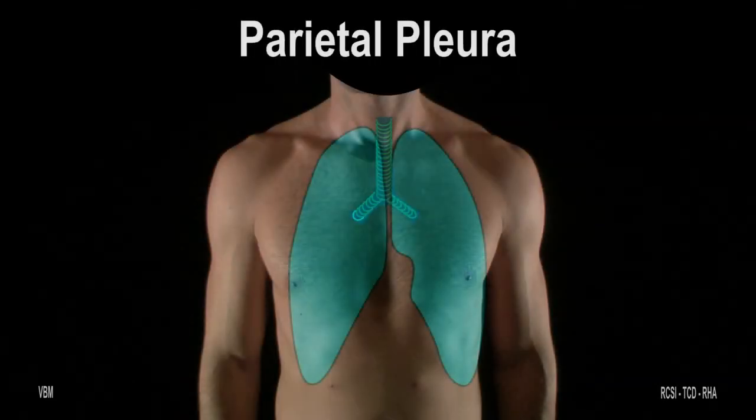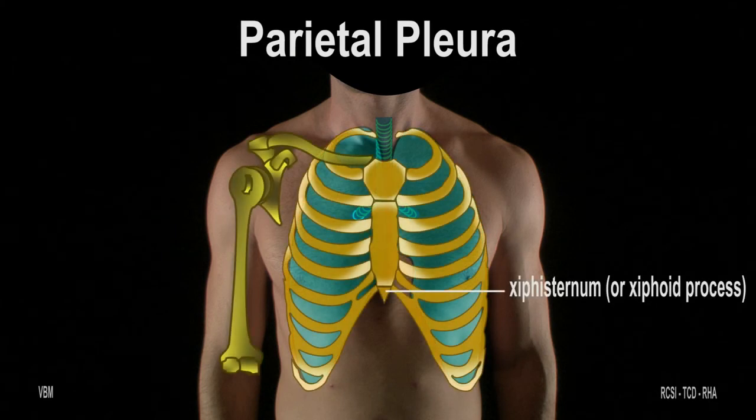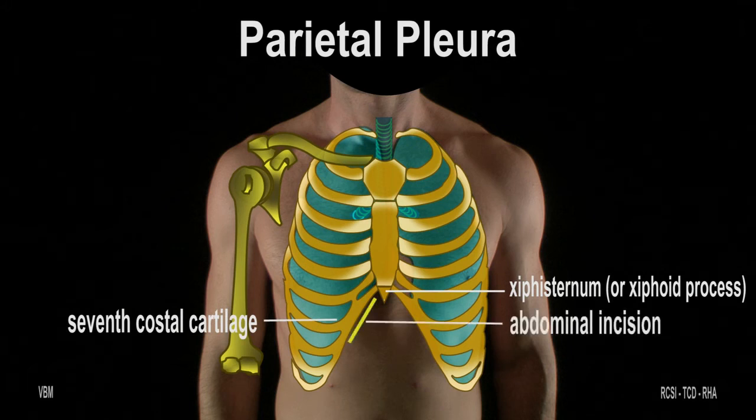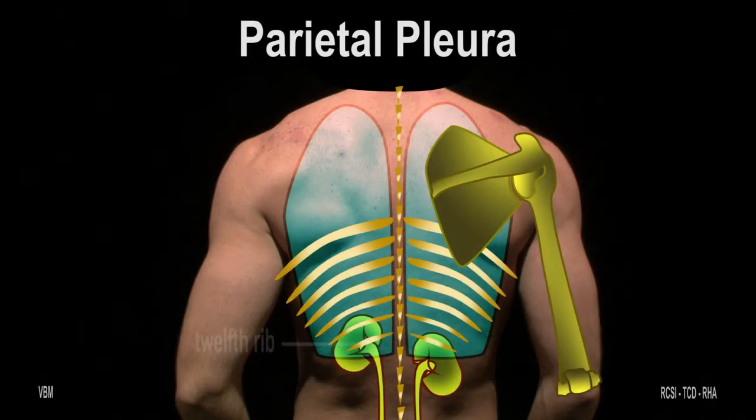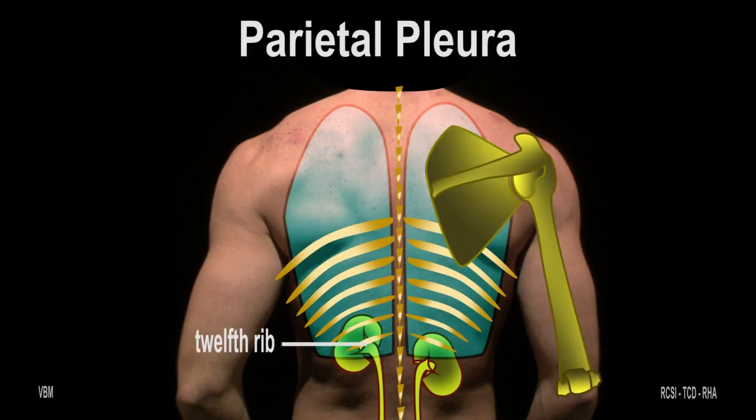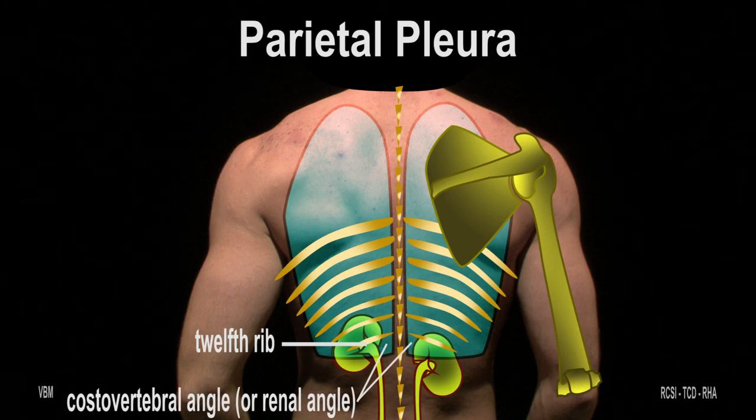The line of the pleural reflection on the right side passes from the back of the xiphoid to the 7th costal cartilage. Note, an abdominal incision carried into the notch between the xiphoid and the right costal margin could pierce the right pleural sac and cause a pneumothorax. Note, an incision here in the costovertebral angle could also enter the pleural sacs and cause a pneumothorax.